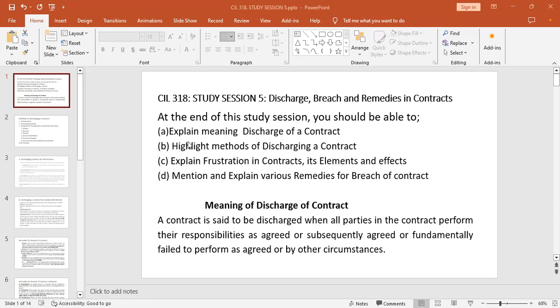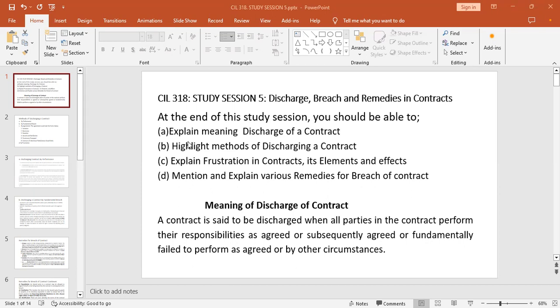So we'll go straight into the body of the work. What is the meaning of discharge of contract? A contract is said to be discharged when the parties involved perform the responsibility that is agreed in that particular contract, or subsequently agreed, or fundamentally fail to perform the agreement. Then no further obligation shall be on the parties. So when a contract comes to an end, where no further consideration or further performance is expected of the parties, it is said to be discharged.